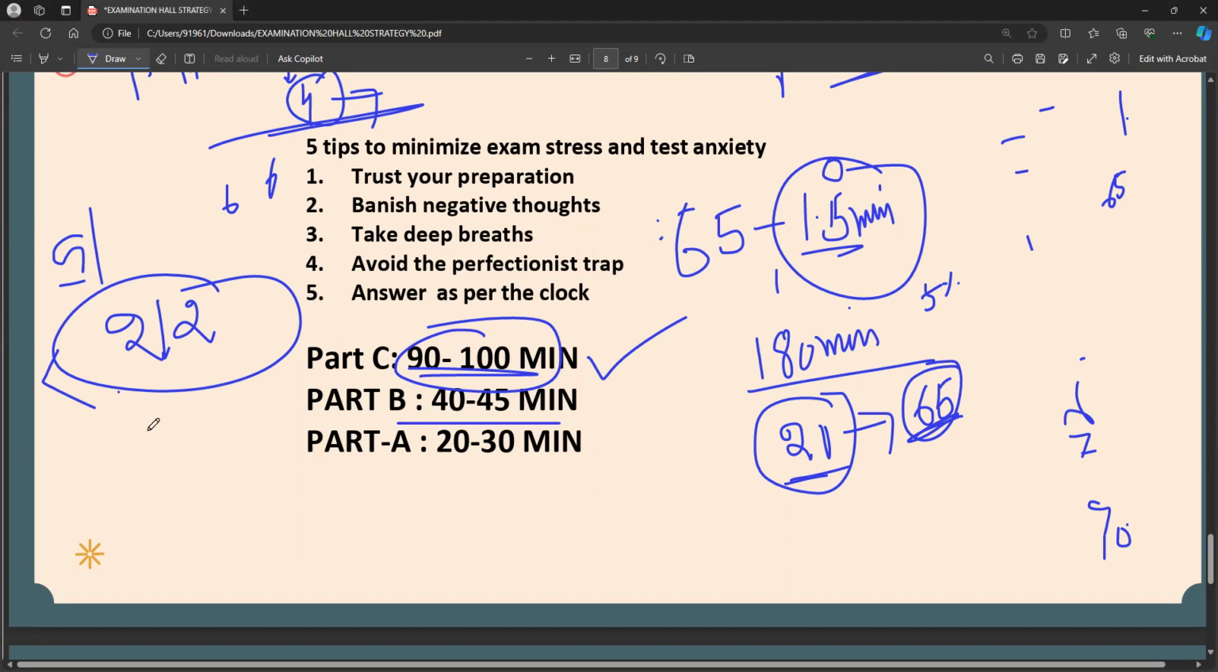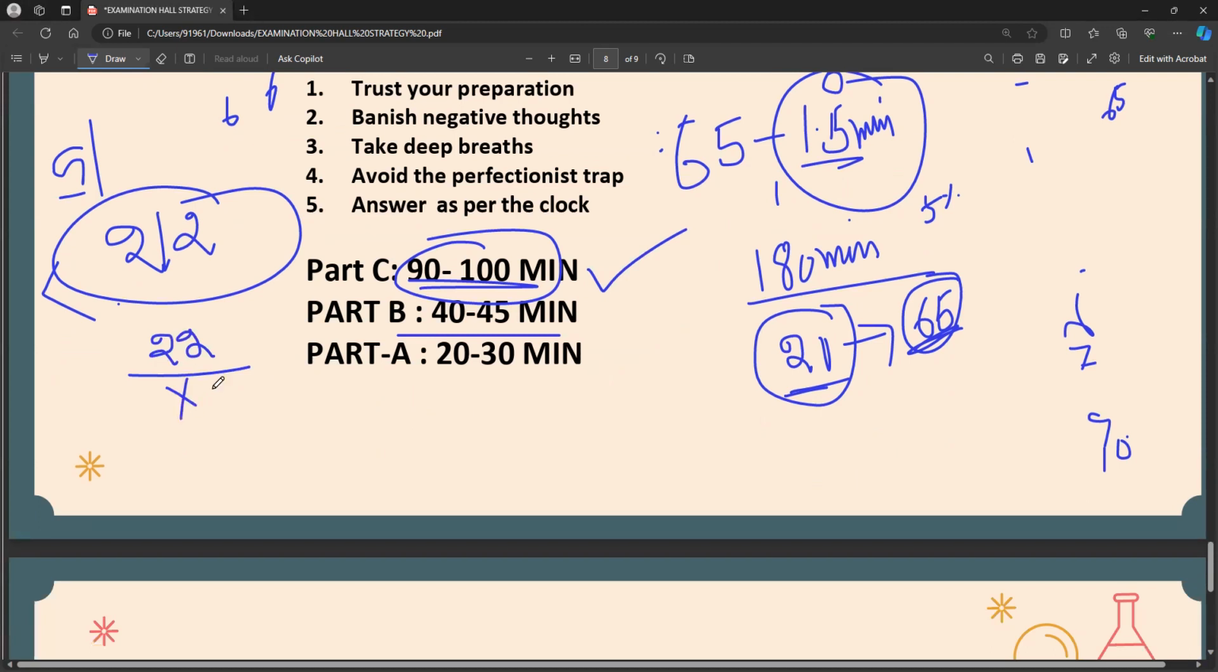Hence, what is our goal for the general category student? I told 22 questions. Do you really think that studying a Part B question will really take 1 minute? No, it will take just 30 seconds. But I have mentioned 2 minutes for one question. 2 minutes I mentioned. Then imagine how much time you have. 40 to 45 minutes.